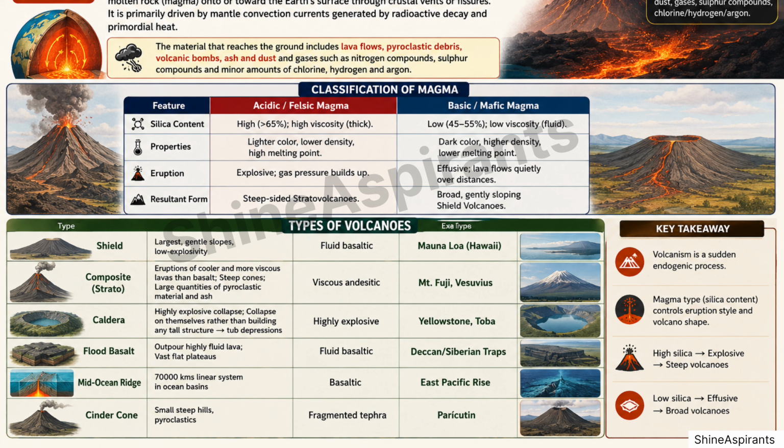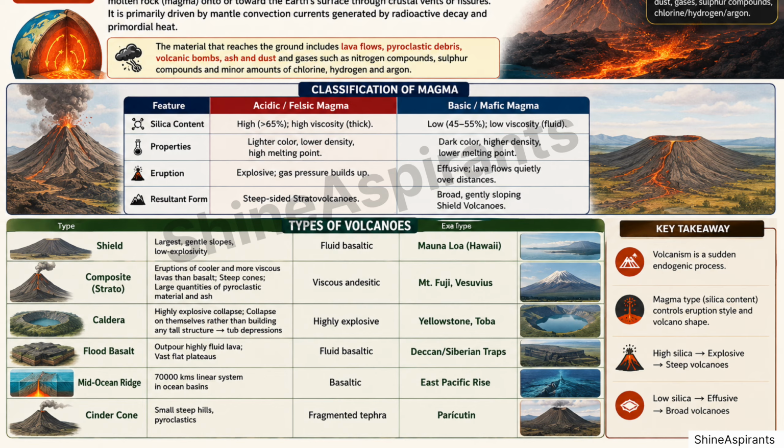The second type is the composite or stratovolcano. These volcanoes have steep sides and are formed by alternating layers of lava and pyroclastic material. Because the lava is more viscous, eruptions tend to be explosive. Famous examples include Mount Fuji in Japan and Mount Vesuvius in Italy.